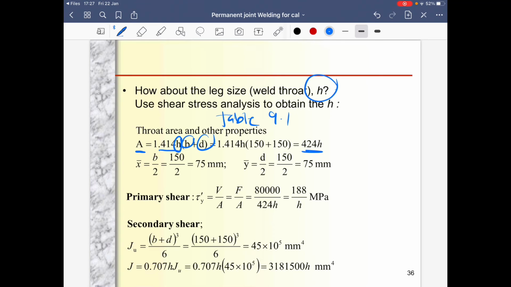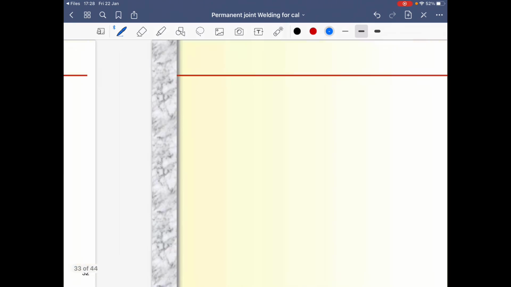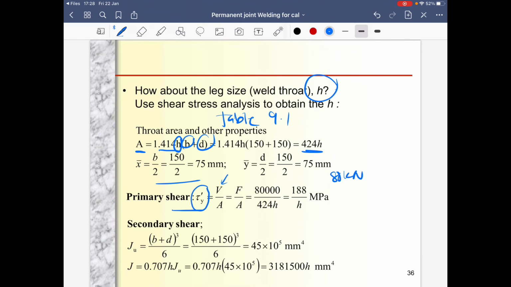Why do we want to know the centroid? Because we want to calculate the overall shear stress. Having all the shear stress calculations, we can get the H expression, and then the H expression can be compared with the area expression of H. Now you get all the primary shear stress exactly like the first video that I presented. Look at the primary shear, which is the torsional one in the y direction. This is the shear force, so we get F as 80,000, because 80 kilonewton is given to us. Then divided by 424H, you get 188 over H.